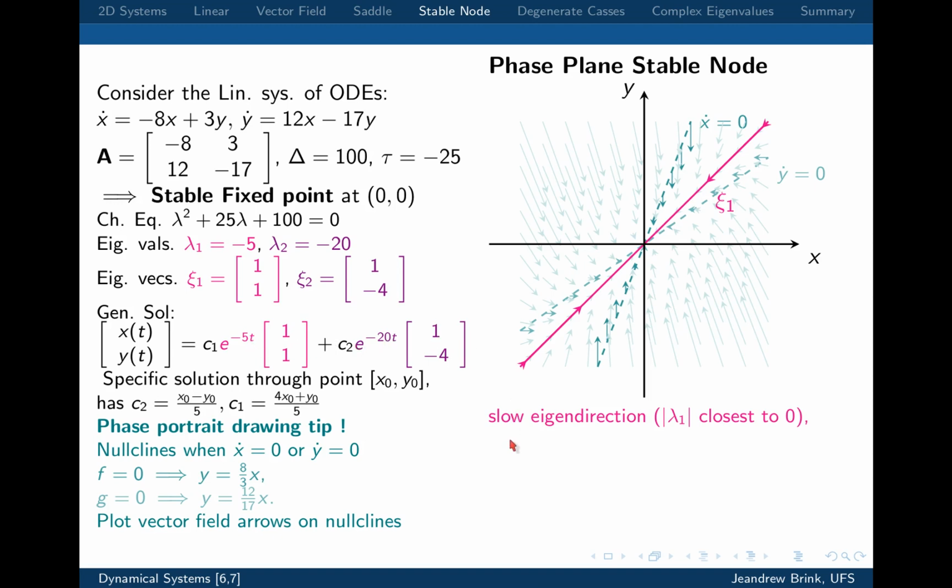The other one that I'm going to plot is what they call the fast eigendirection. That's the eigendirection where your eigenvalue lambda 2's norm is bigger than your slow eigendirection's norm. And you can see it's an eigendirection because all the arrows remain on it, but the arrows are also larger.